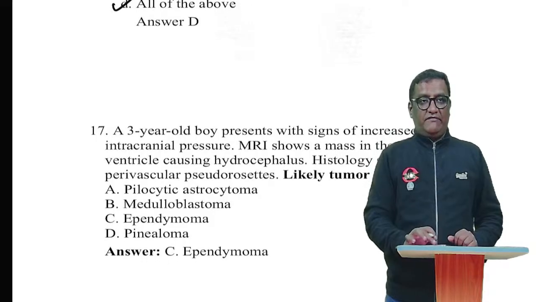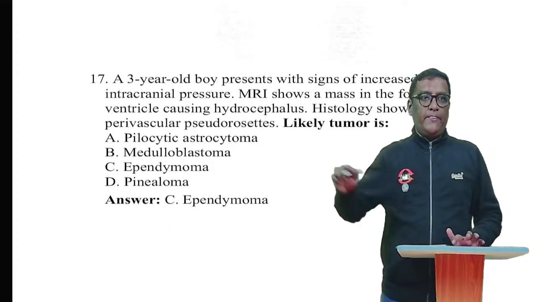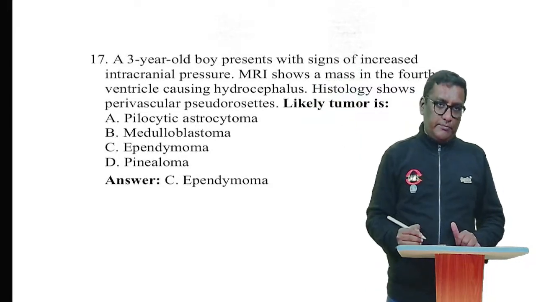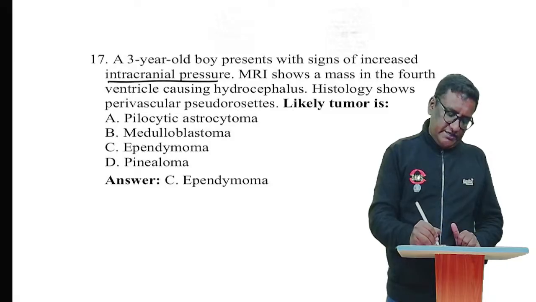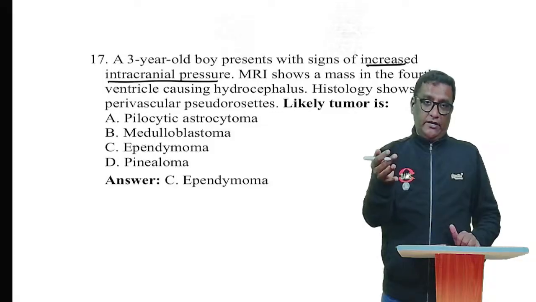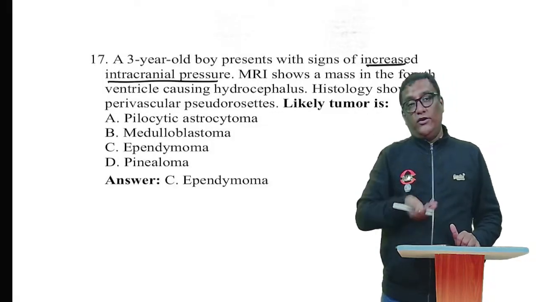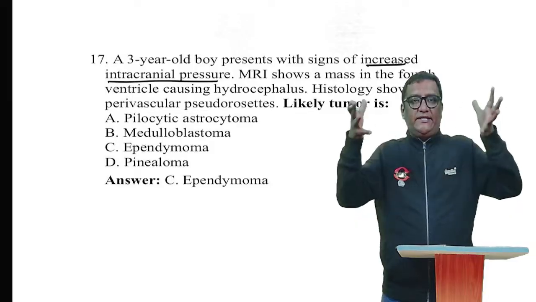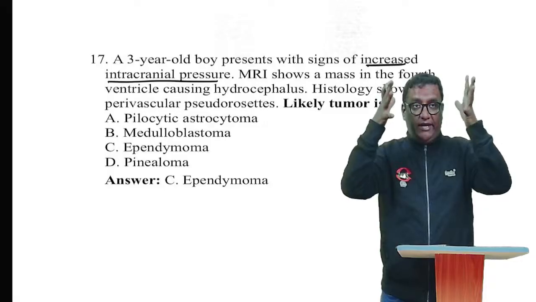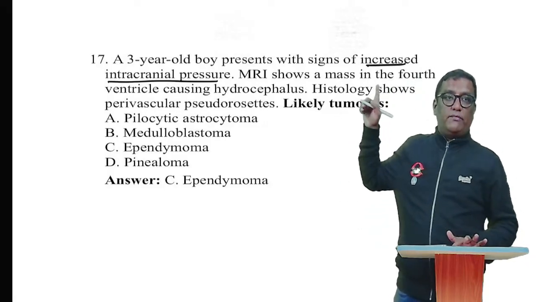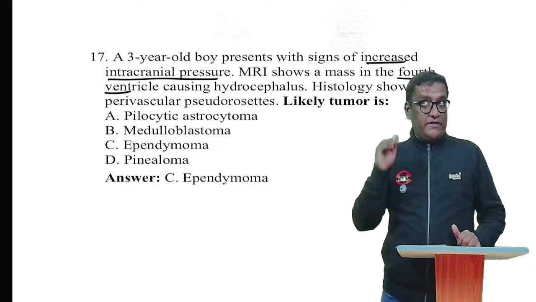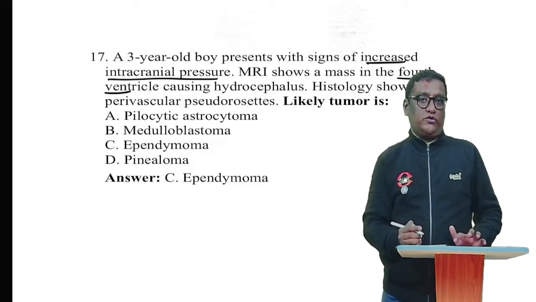Next, question number 17. Let us look at this question. A 3-year-old boy presents with signs of increased intracranial pressure. Whenever there is an increase in intracranial pressure, we can suspect either an infection, because edema will lead to increased pressure within the brain, or a tumor, because anything that is expanding cannot expand in the brain as the skull is limiting it. That's why pressure increases. MRI shows a mass in the 4th ventricle. That means it is somewhere in the posterior fossa, isn't it?